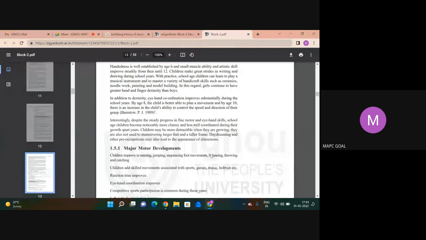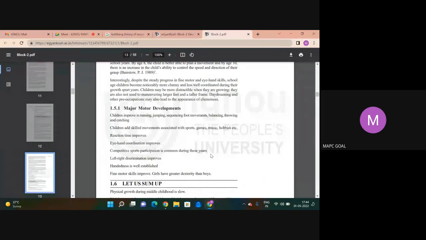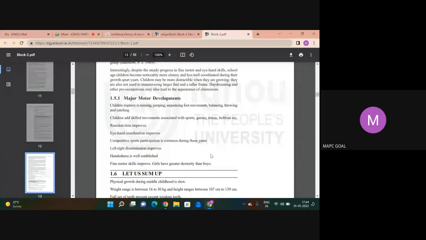So eye-hand coordination. There are many children who are not able to note things properly from the blackboard. So it's a problem. Eye-hand coordination is very important for the child. So the major motor developments are listed here. Children improve in running, jumping, and other activities. They should be more skilled with sports, games, music, hobbies, and reaction time improves. Their eye-hand coordination should improve.